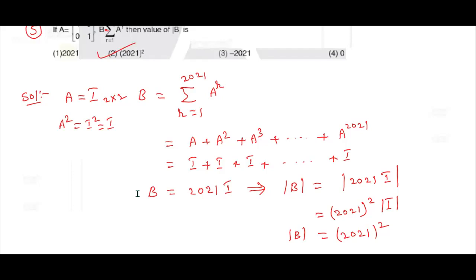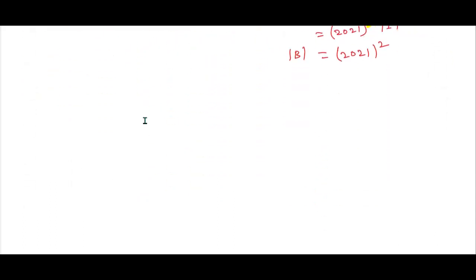I think this is also an easy question. We need to identify the formula. Determinant of k A is k power n into determinant of A, where n is the order of the matrix. Here 2 by 2 order. That's why in place of n, substitute 2. You will get the answer. Right.